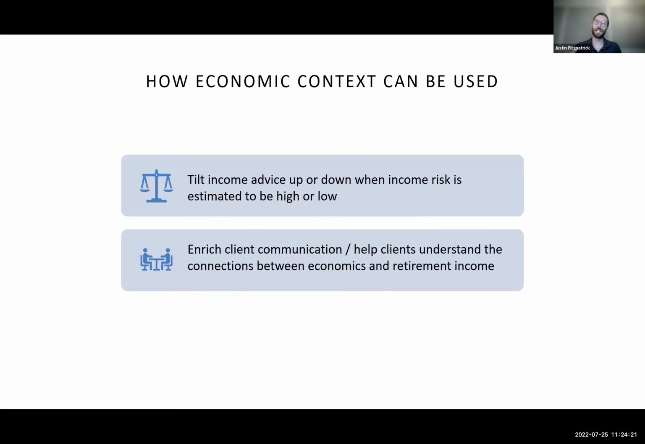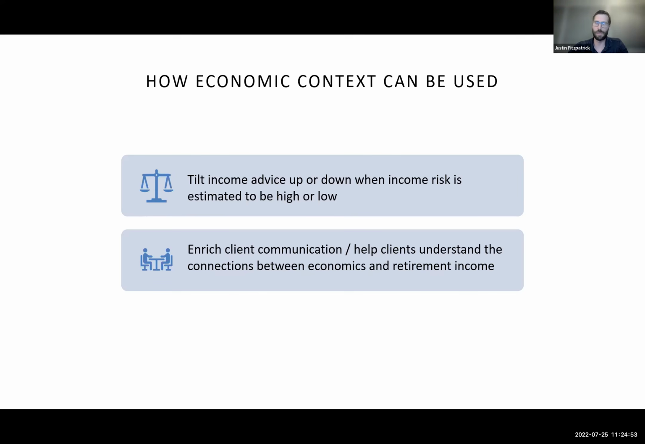So economic context can be used in a bunch of ways in planning. You can certainly use it to tilt income advice up or down when income risk is estimated to be particularly high or particularly low. And we'll talk a little bit about that at the end of the presentation. But you can also simply use it to enrich client communication, to help clients understand the connections between economics and retirement income that might be particularly helpful when a client has a particular worry.